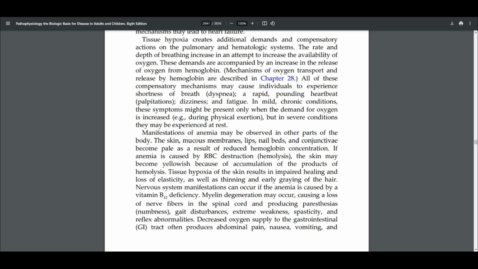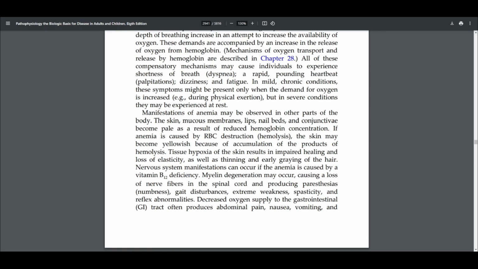dizziness, fatigue. In mild chronic conditions, these symptoms might be present only when the demand for oxygen is increased, so again, during physical exertion. But in severe conditions, they may be experienced even at rest.